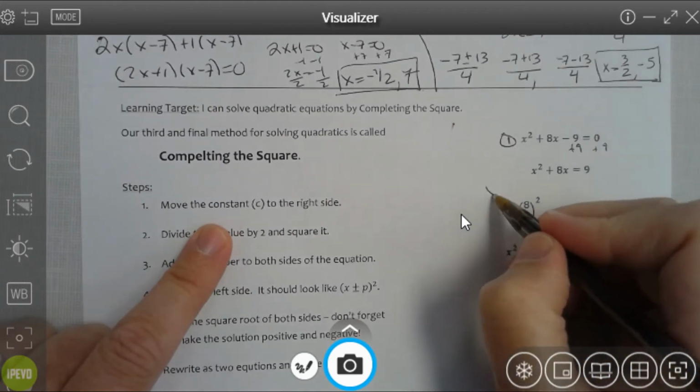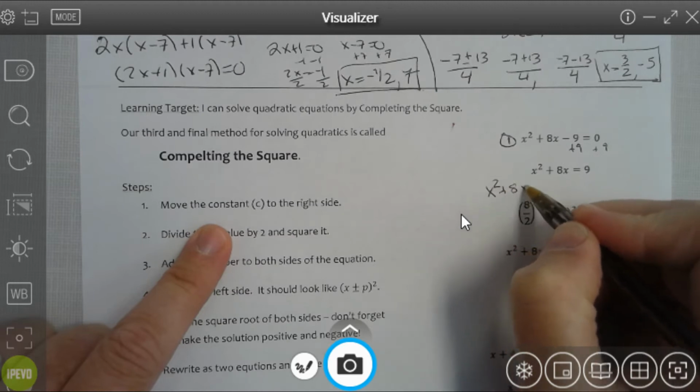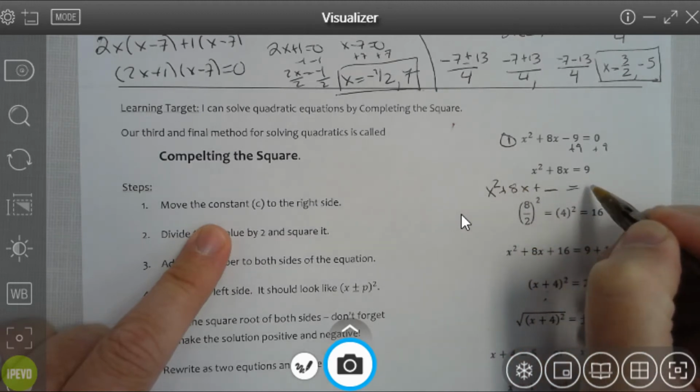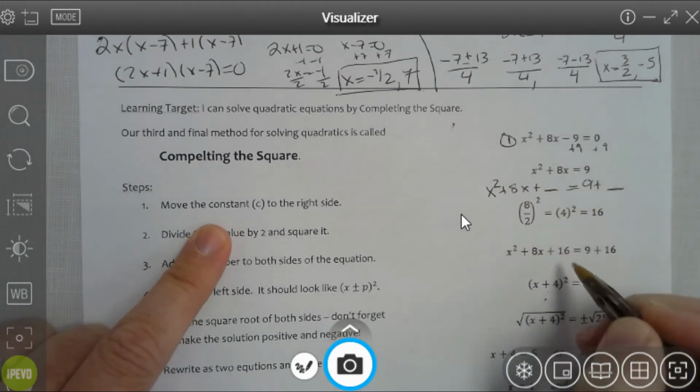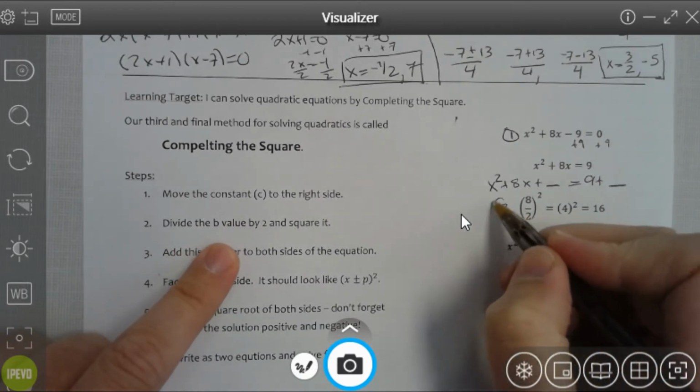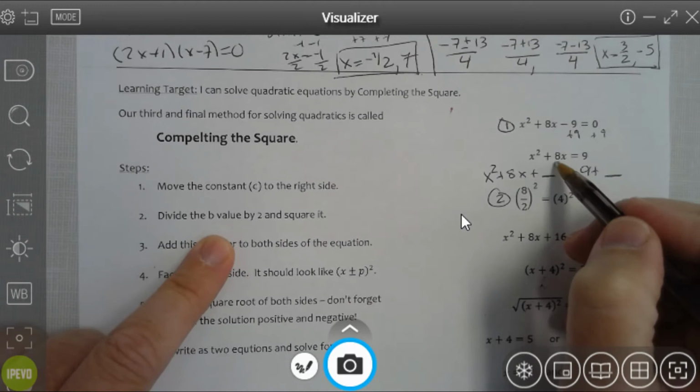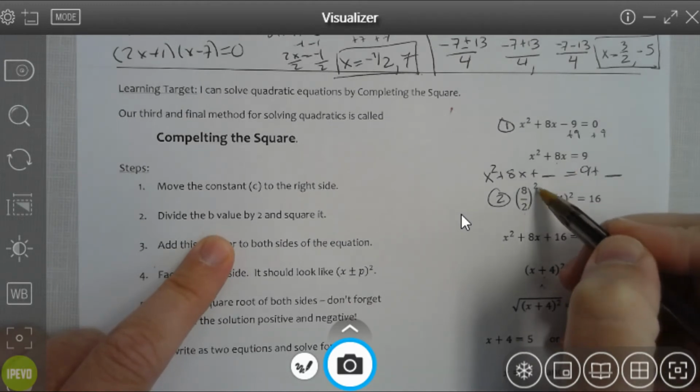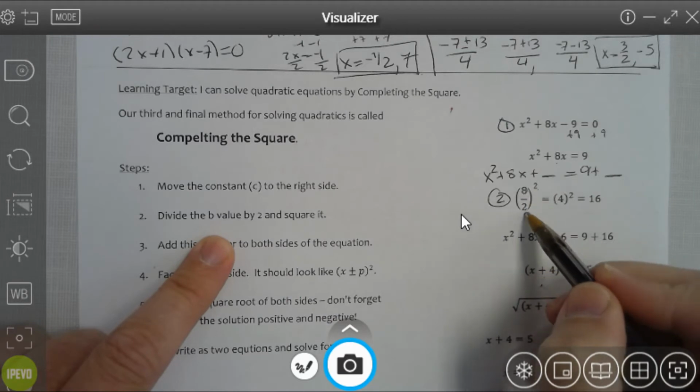So what you'll typically see me write, because I like to get lazy, is once I add the 9 over, I leave my blank because as you can see down here, we're going to add something to that. So step 2 is right here. We're going to take the b, remember that's the number in front of your x, you're going to divide it by 2 and then square it. So that's called half of b squared.